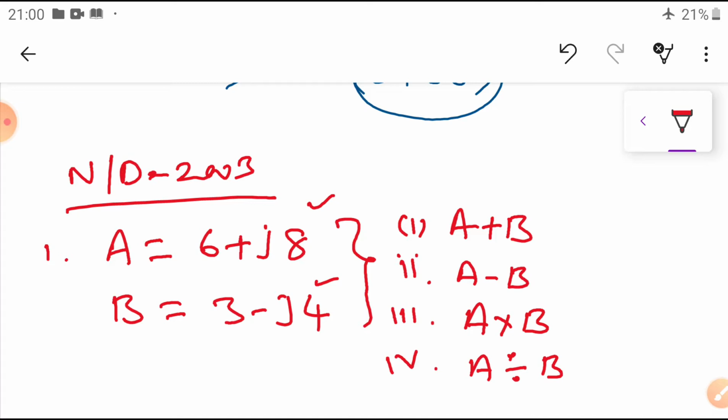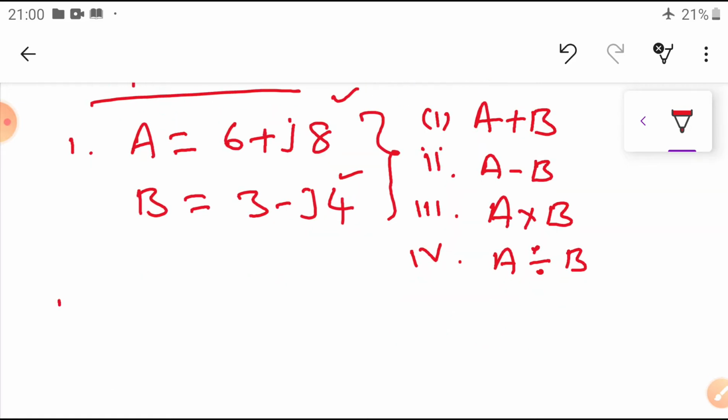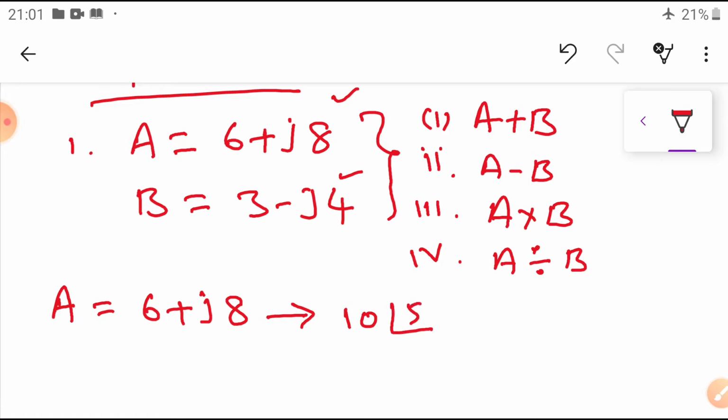First of all, addition and subtraction are easy here. The first vector is A, 6 plus j8. It is better to convert this vector into polar form. What is the polar form? The magnitude is the square root of 6 squared plus 8 squared, or otherwise you can convert directly in your scientific calculator from rectangular to polar. Then we get the polar form: 10 at an angle of 53.13.